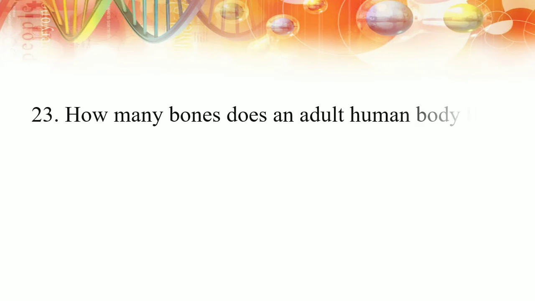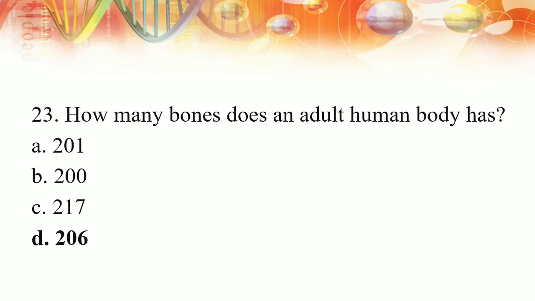Number 23. How many bones does an adult body have? A. 201, B. 200, C. 217, D. 206. An adult human body has 206 bones. Infants typically have around 270 bones. Some human adults may have 213 bones due to the varying number of ribs, vertebrae, and digits.